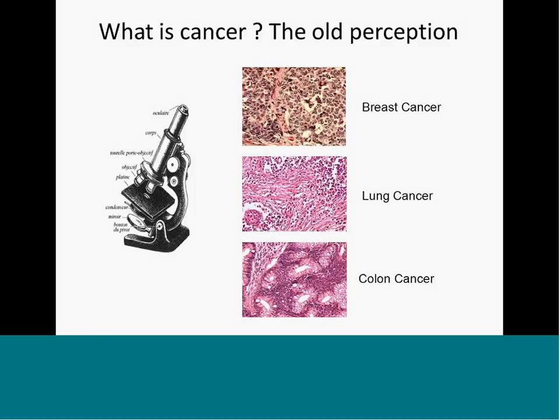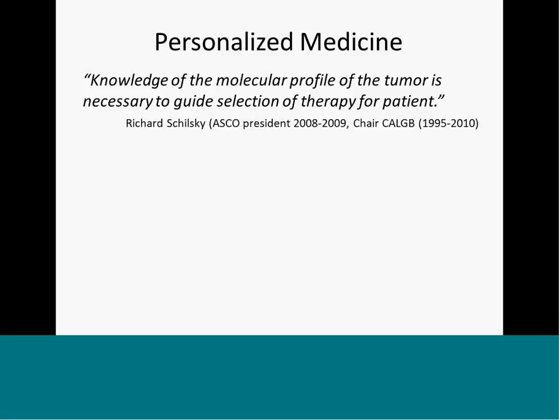The problem with this schema is that currently we don't care what the underlying biology is. If it's colon cancer, it doesn't matter what kind of colon cancer, I'm going to treat it with colon cancer regimens. And the question is, is this the way we should be treating them? Now, as you know, we're entering the era of personalized medicine, and you've heard this word thrown around multiple times over the past year. And what is personalized medicine?